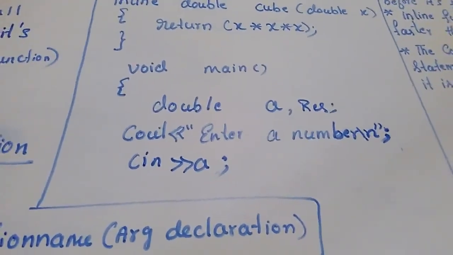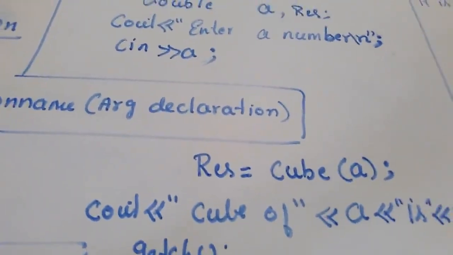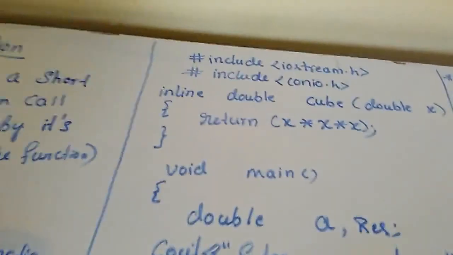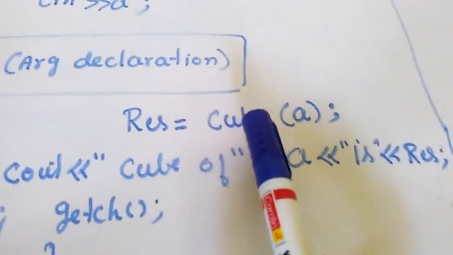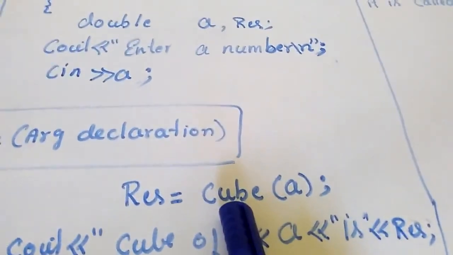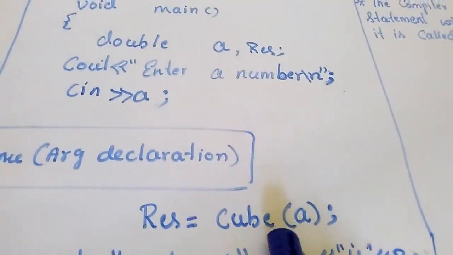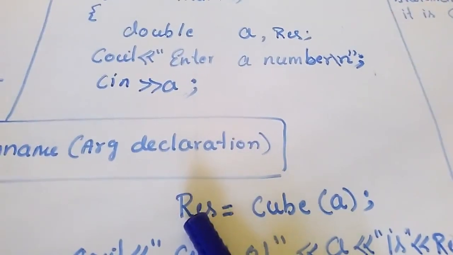The user enters a value, and that value is stored in A. After that, we calculate the cube of that number using the function we defined before. Here we are calling the cube function and passing an argument of double type. After performing the operation, it returns a result, and that result is stored in RES.